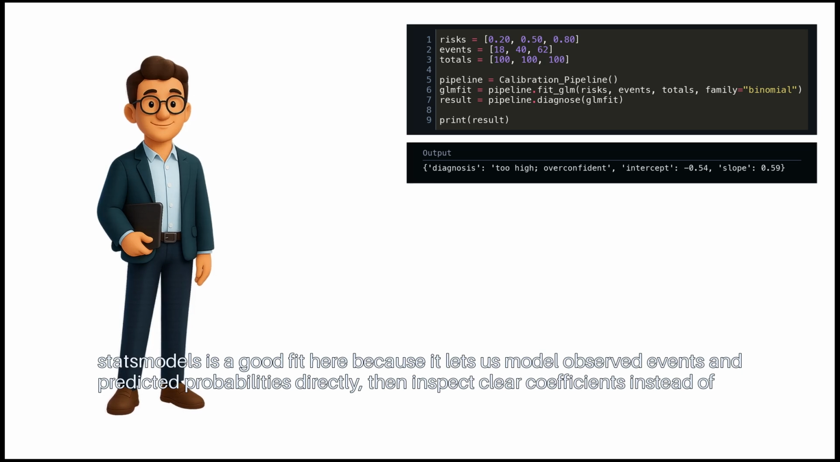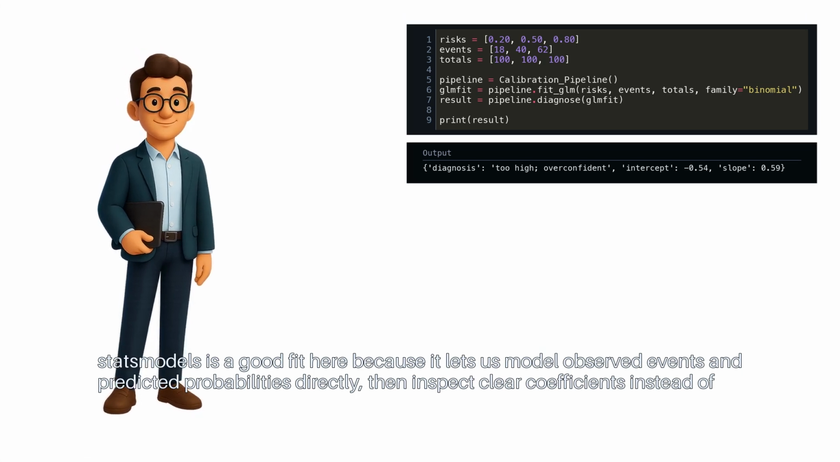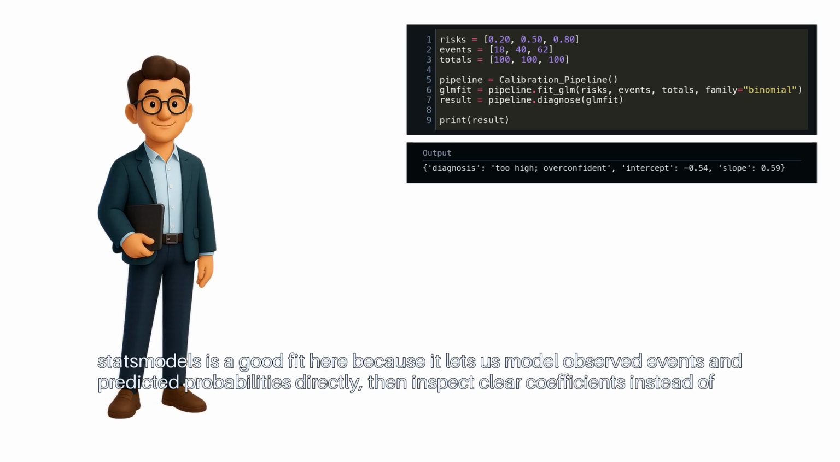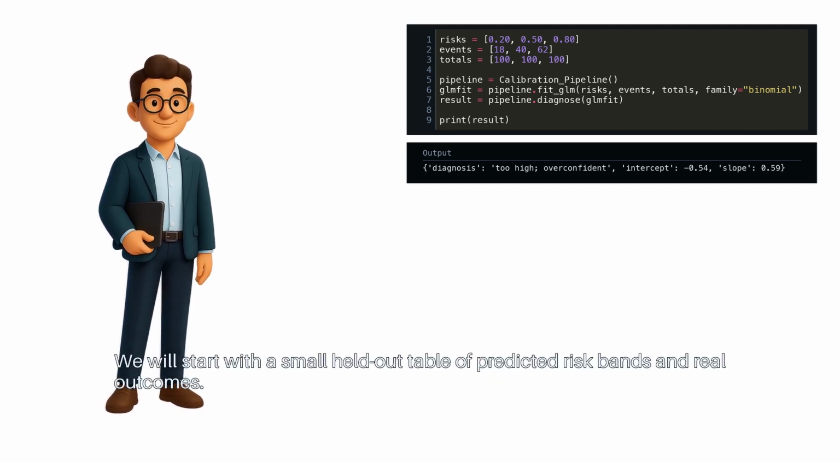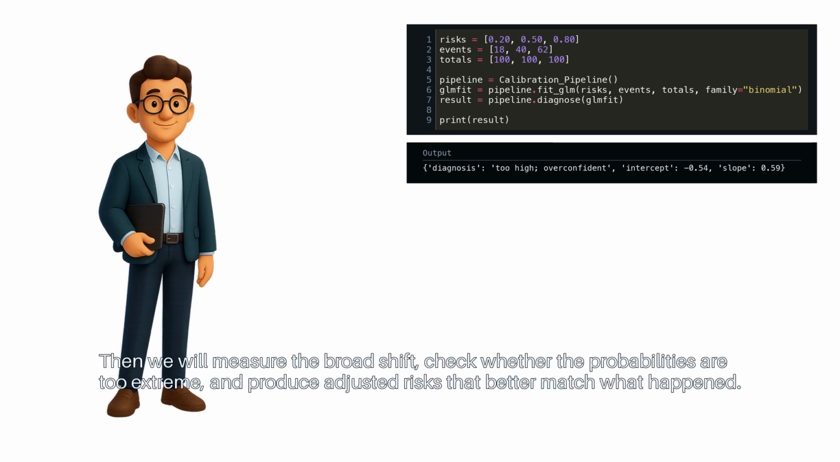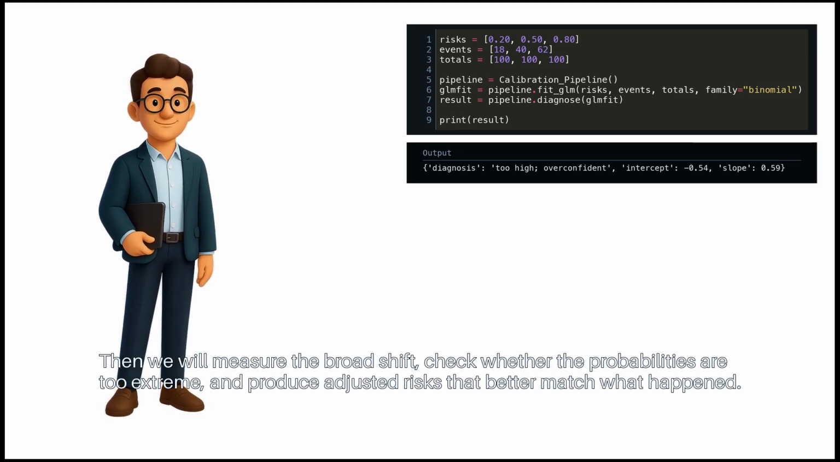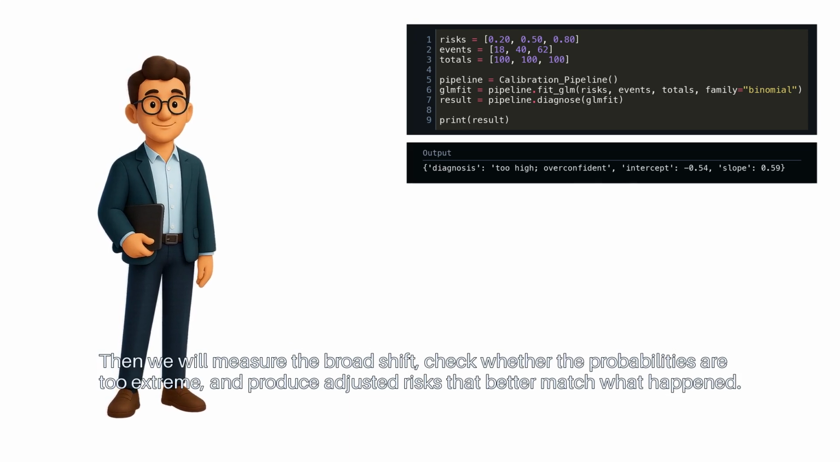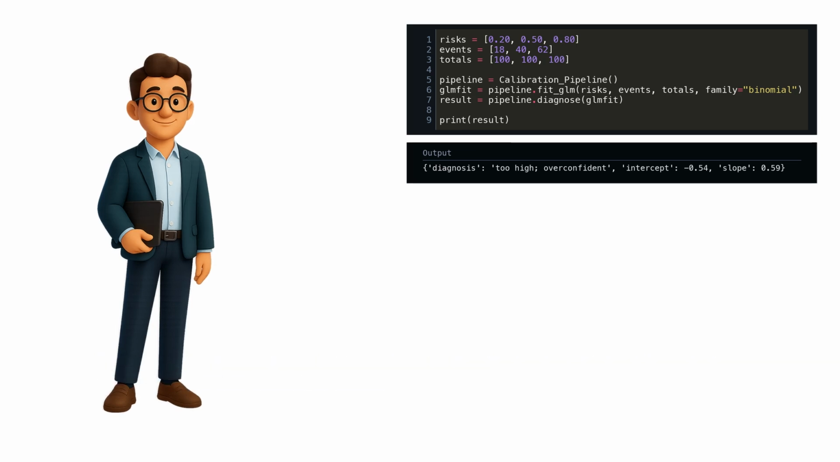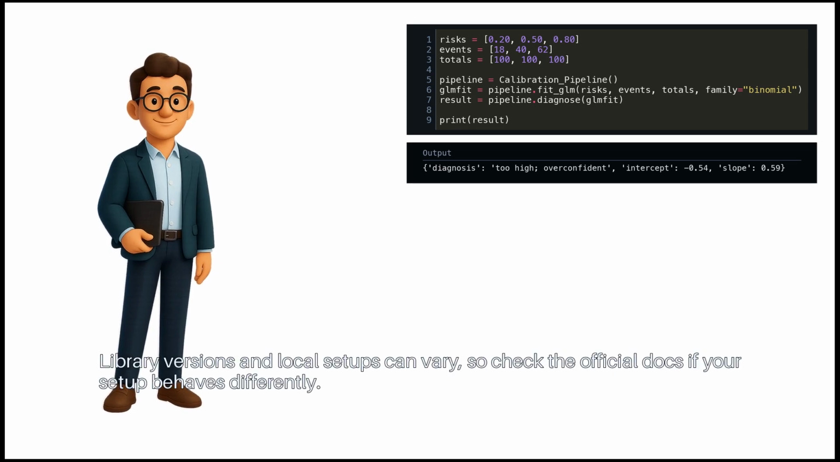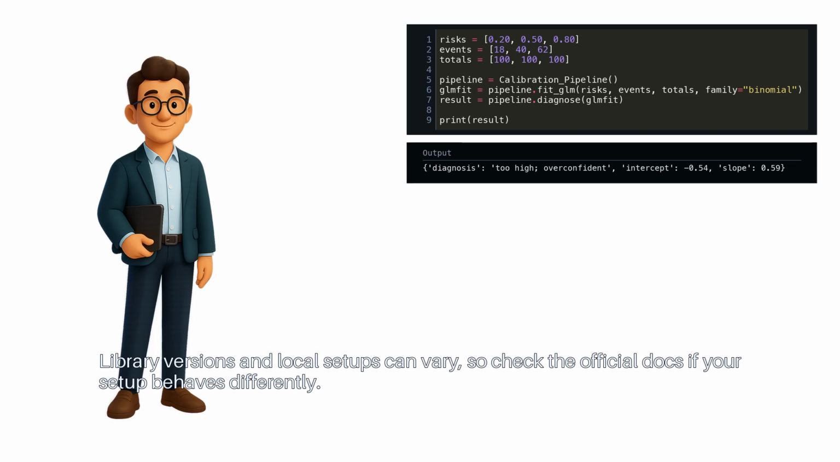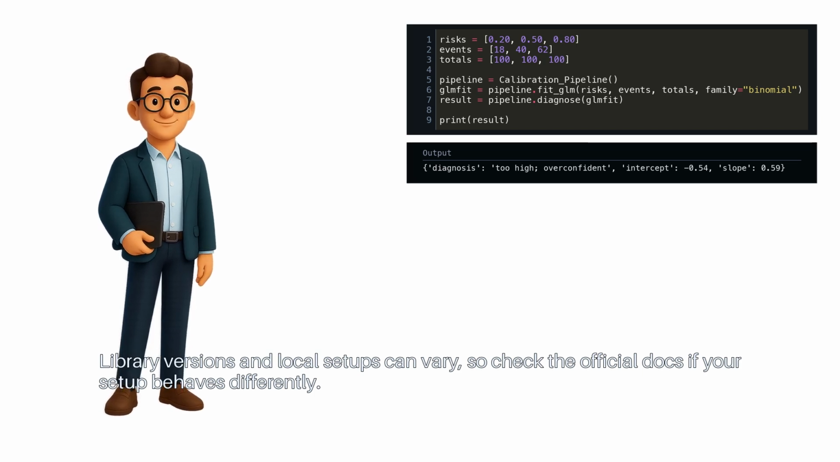Statsmodels is a good fit here because it lets us model observed events and predicted probabilities directly, then inspect clear coefficients instead of building the calculation from scratch. We will start with a small held-out table of predicted risk bands and real outcomes. Then, we will measure the broad shift, check whether the probabilities are too extreme, and produce adjusted risks that better match what happened. Quick note: this code is designed to teach the core idea clearly. Library versions and local setups can vary, so check the official docs if your setup behaves differently.